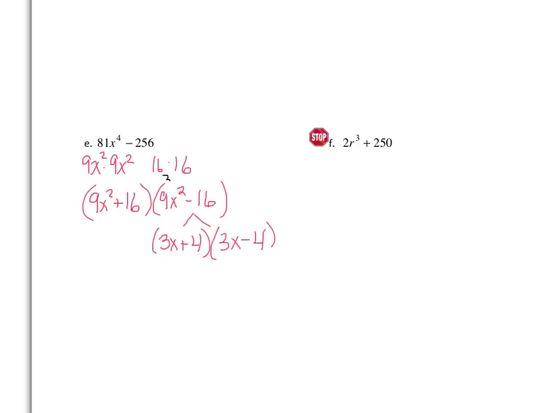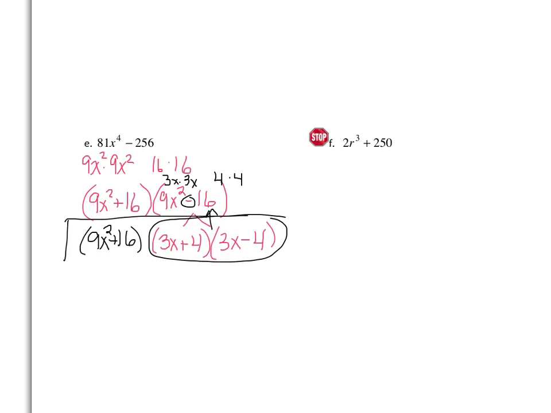because 9x squared is 3x times 3x, 16 is 4 times 4, so that's why we were able to factor it, because there's a minus sign there. If they were both plus signs, we would not be able to factor it. And then do not forget your first factor, 9x squared plus 16, because if you were to multiply back out, if you only had this left, you would not get your original polynomial. You'd be back to 9x squared minus 16. So this is our final answer.